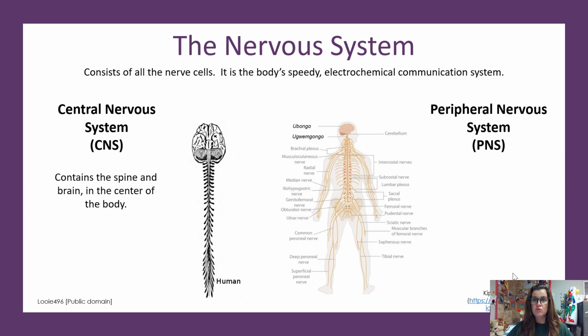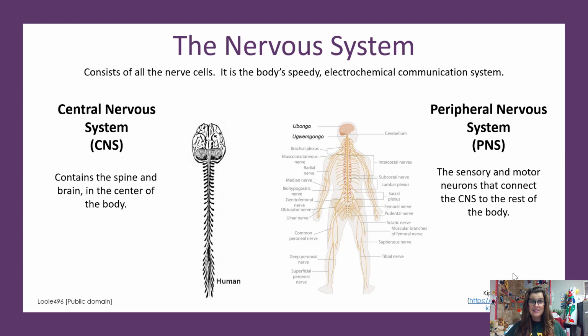And then you have the peripheral nervous system. The peripheral nervous system is made up of the sensory and motor neurons that connect the central nervous system to the rest of the body. Peripheral means everything on the outside. If you think about peripheral vision, that's what you are seeing on the outside. That's precisely what the peripheral nervous system is: those outside sensory and motor neurons.